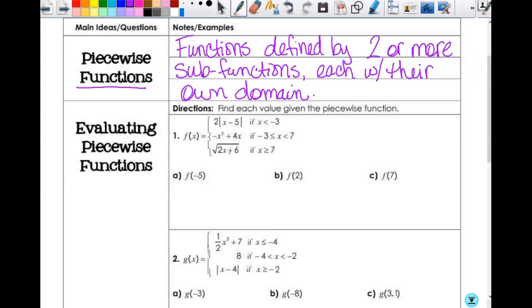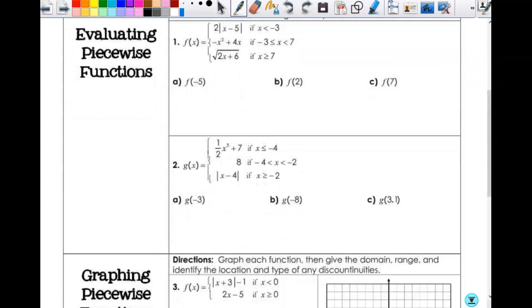So when we go to actually evaluate, we're going to evaluate a couple of them before we graph. When you go to evaluate, you have to decide which piece you are evaluating it in, because you don't take -5 and substitute it into all three of them. That doesn't make any sense, okay? X is -5, right here. So where does -5 fall: in the first, second, or third one? The first one, because it was when x would be less than -3. So I substitute -5 in here, and I get 2 times the absolute value of -5 minus 5. So -5 minus 5 is -10. Absolute value of -10 is 10, times 2. F of -5 equals 20.